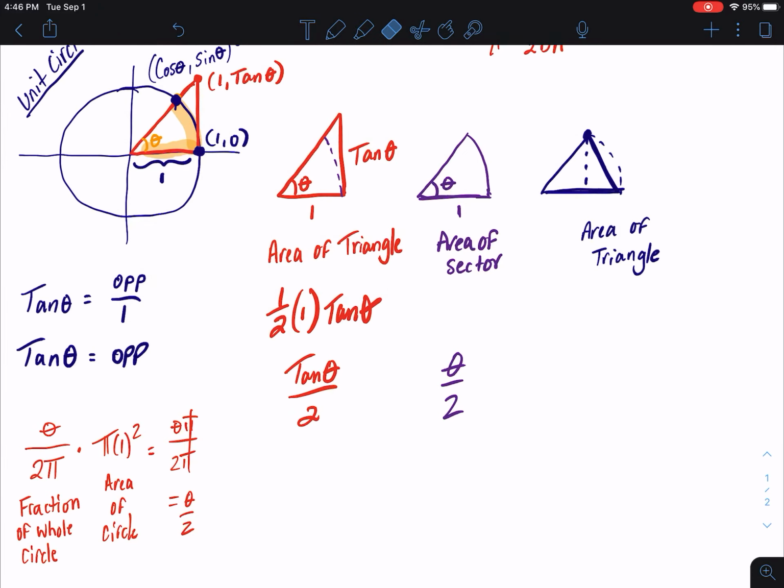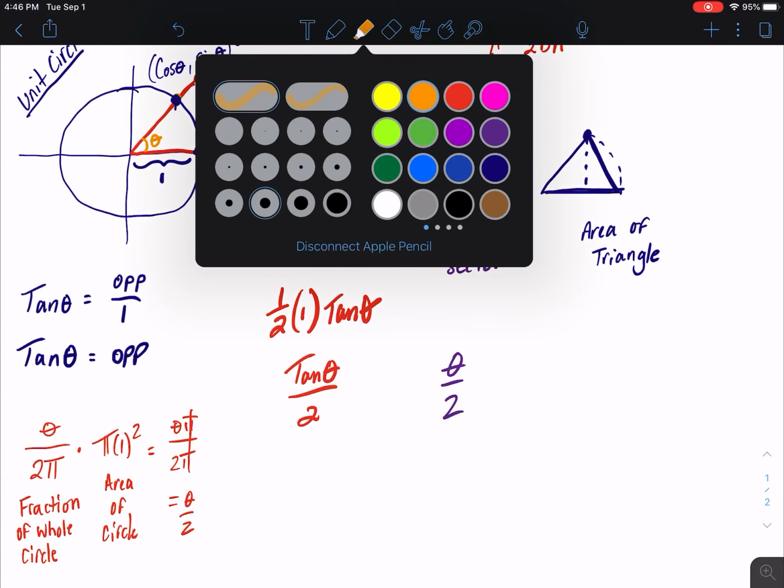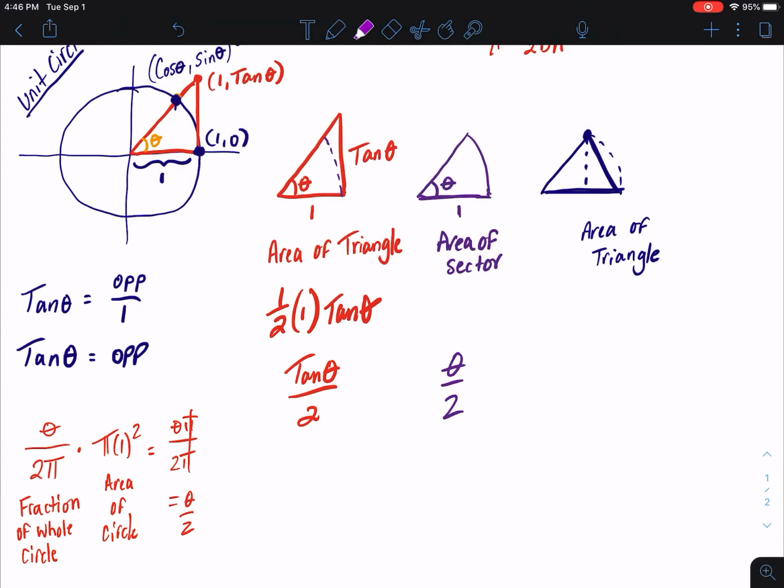Okay, then the last section that we want to get an area of is going to be, let's draw a line here, okay? And we're going to get the area of this inside triangle right here.